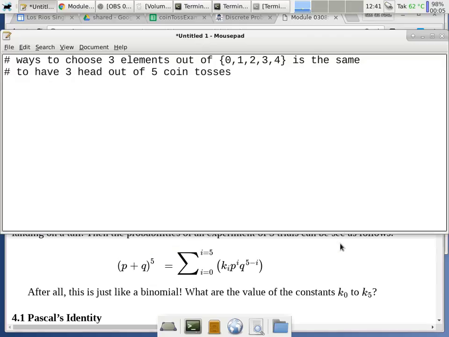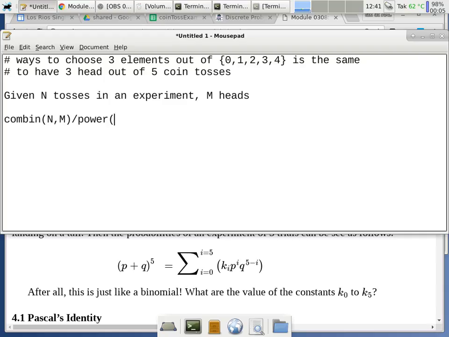So given n tosses in an experiment, we want m of those as heads. The probability of that happening is the number of combinations of n choose m, and then the whole thing divided by 2 to the power of n in this case. So that's basically the closed form to answer your question.